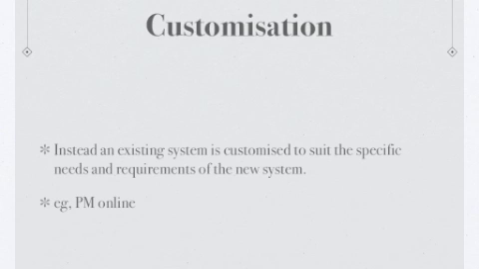Customization happens a lot. So for example, PM Online, we use an existing system called Moodle and we customize it to meet our needs. Rather than creating a whole new system where there's one already available, we can actually either buy, or if we use open source products, so Moodle is an open source product, we can modify that in order to make it suitable for our needs. And often this is much cheaper and much more feasible than designing a whole new system.